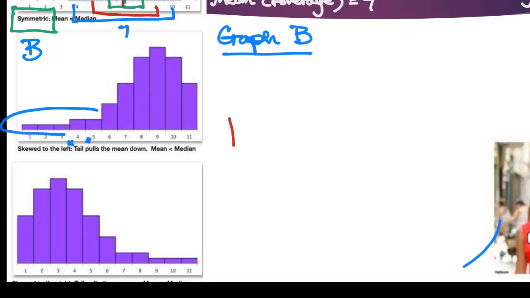This part is the tail, and I want you to think of a beaver tail. Okay, it's long and flat, right? A beaver tail. So whatever side this tail is on, if the tail is on the left, that's when we say it is also skewed to the left. So the tail is on the left, it is skewed to the left.